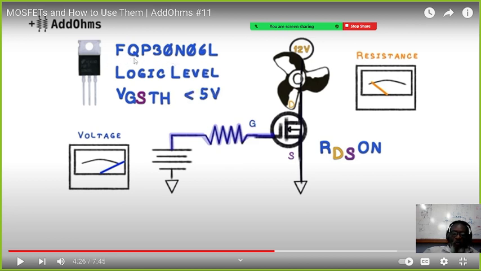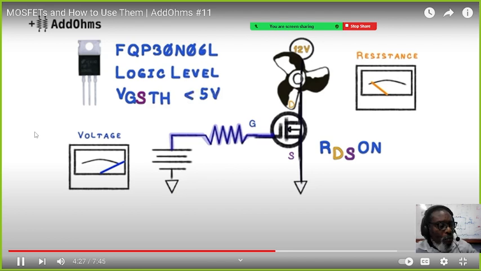And this one, the FQP30N06L, is a logic level one. So you can use this on the computer, and you can also use an AND gate or some other logic gate to turn on the gate part of it. The voltage coming out of the logic gate is enough to power the gate of the FET. You don't even need a resistor.